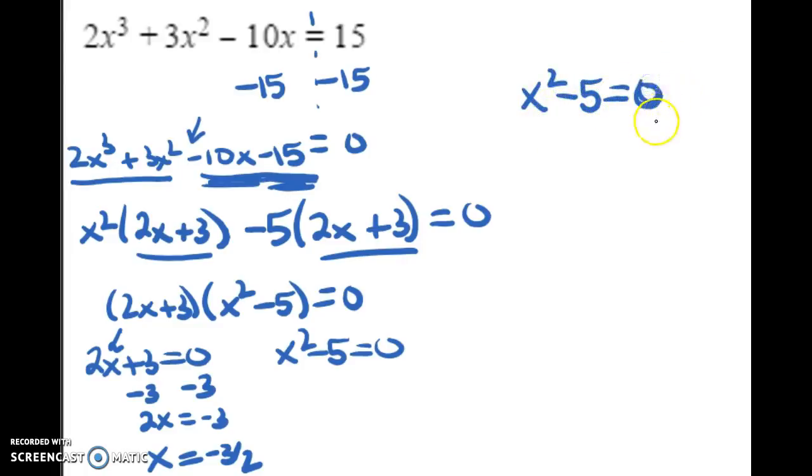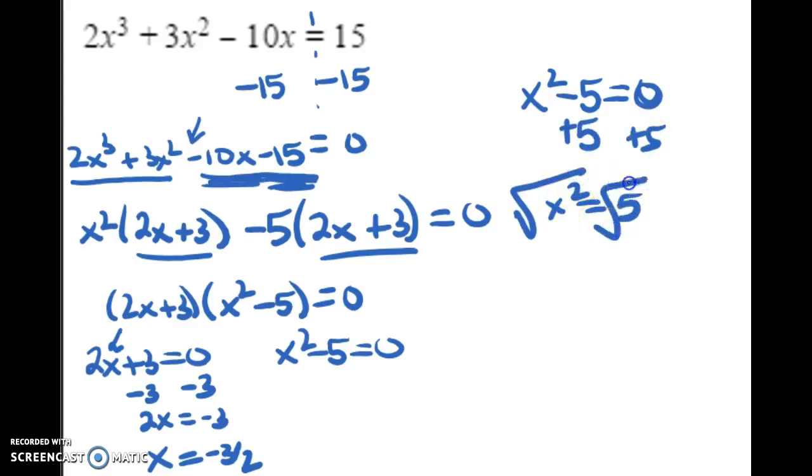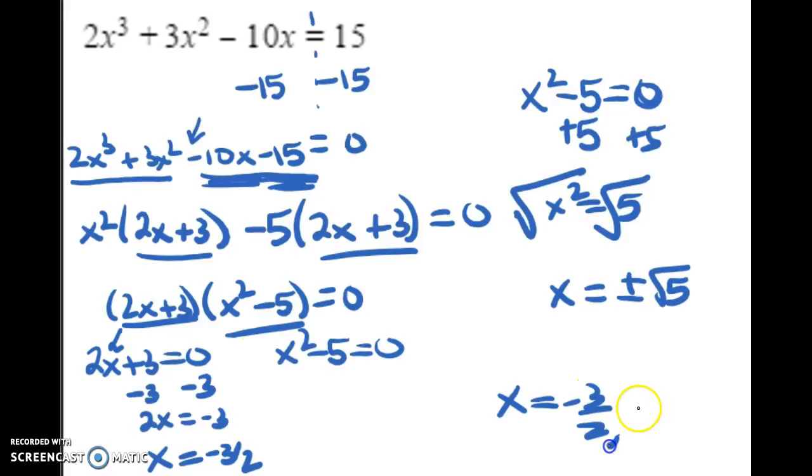answer here. It's going to be an irrational number. But I can basically get this x squared by itself if I add 5 to both sides. That means x squared equals 5, and then I can put a square root in there. And because I put the square root in there as the person solving the problem, I got to put plus or minus root 5. So once in factored form, we'll set each factor equal to 0, and then our answers will be negative 3/2 and plus or minus root 5.